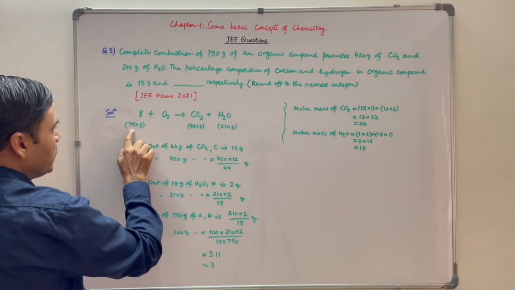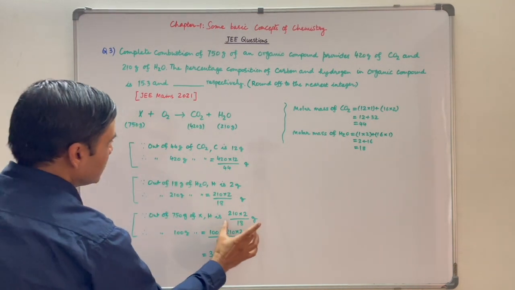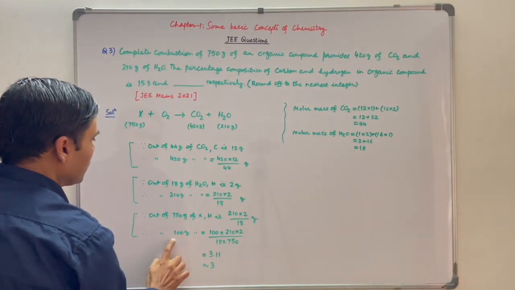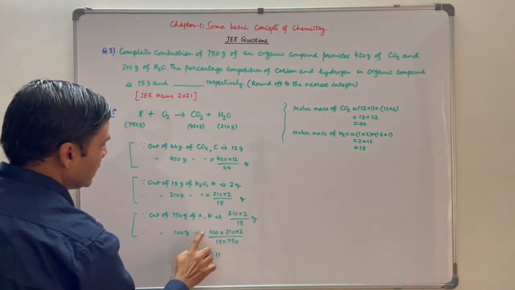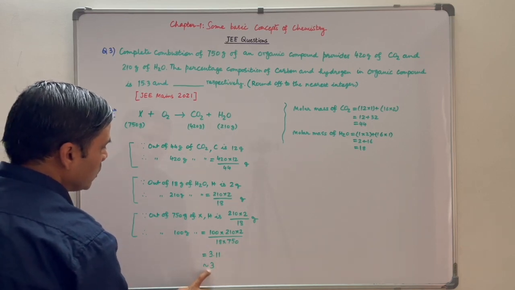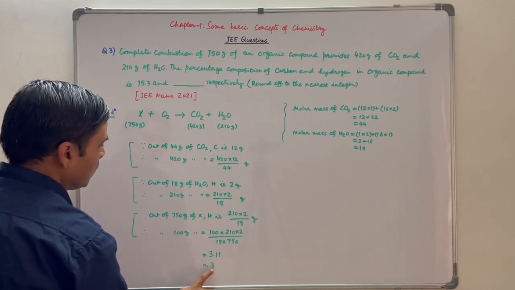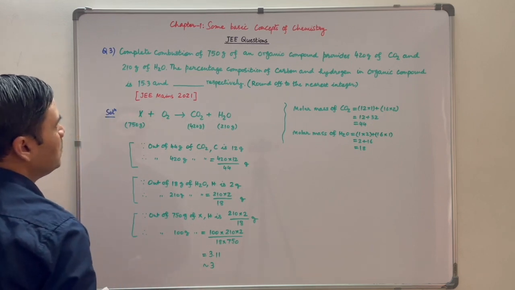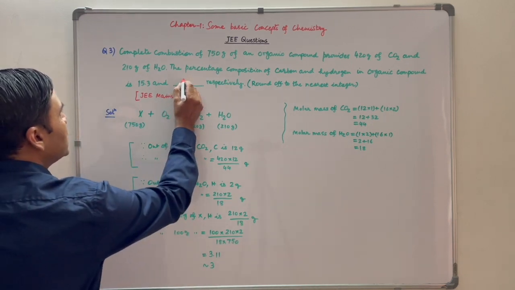So out of 750 gram, hydrogen is this much. So out of 100, how much will be the hydrogen? It comes out to be 3.11. We have to round off to the nearest integer, so it will be 3. Our answer will be 3% of hydrogen.